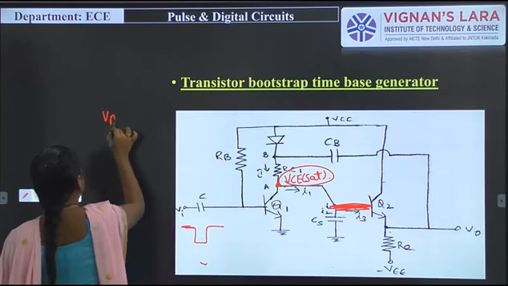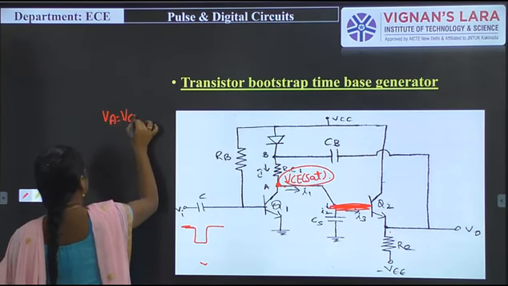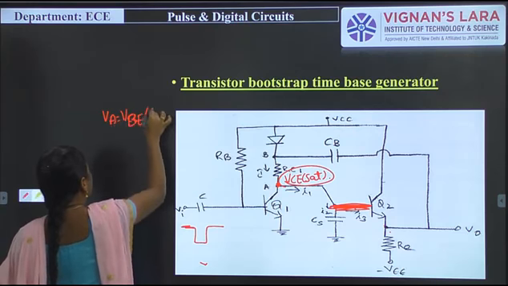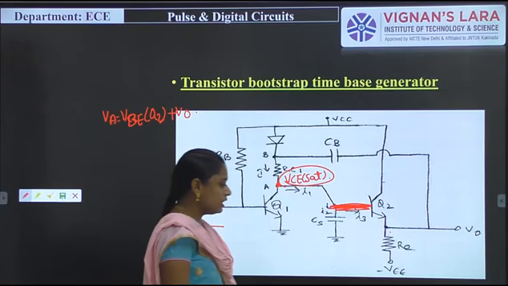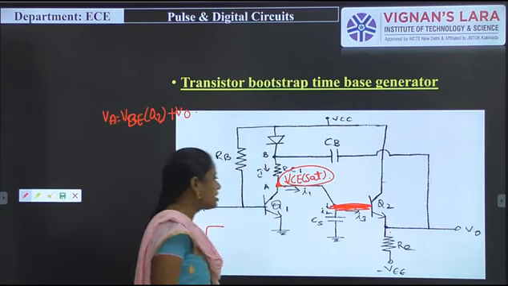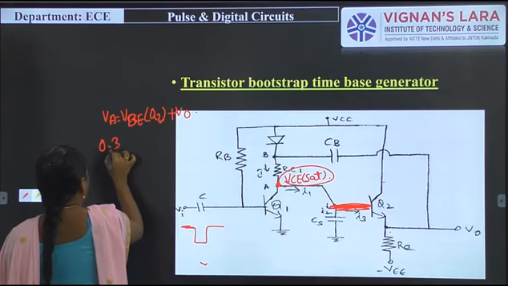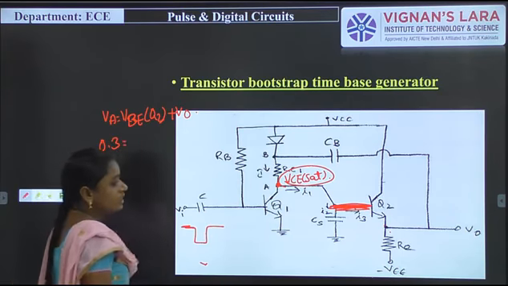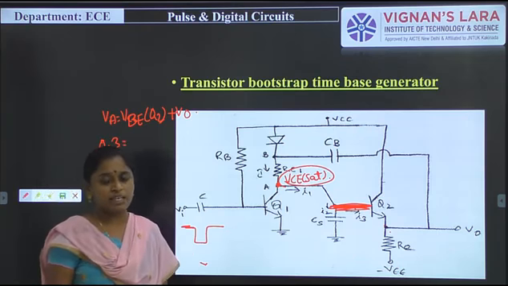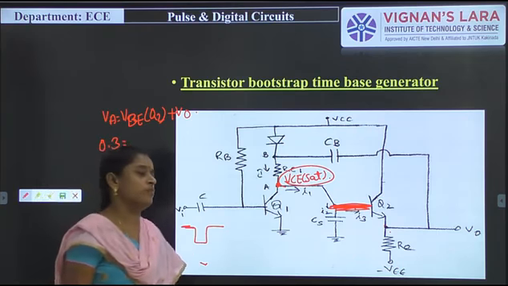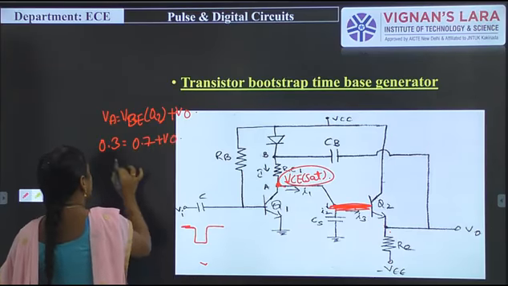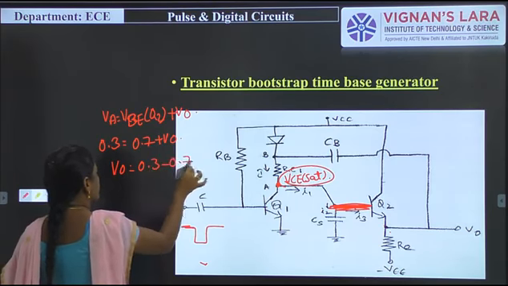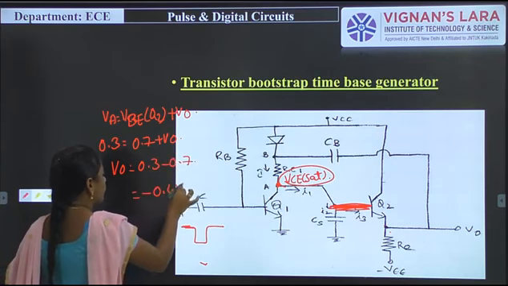VA is equal to VBE of Q2 plus V0. Actually, at that particular time, what is the VA? VA is equal to 0.3 volts. And what is the VBE of Q2? When transistor Q2 or Q1 is in the on condition, it becomes 0.7 volts. So that is 0.7 volts plus V0. As we indicate, V0 is equal to 0.3 minus 0.7, that is minus 0.4 volts.